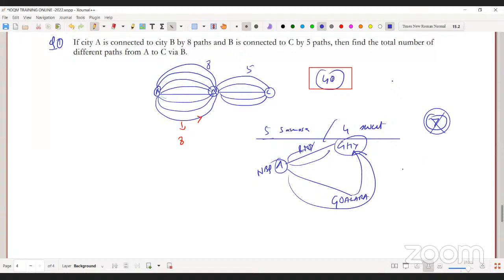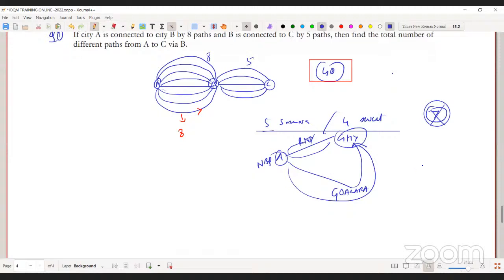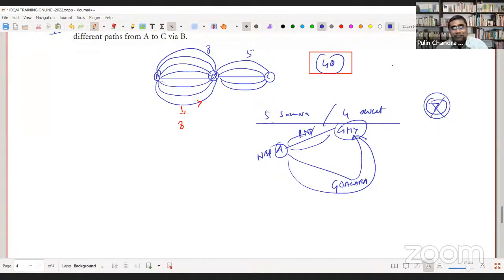So indirectly we can think of this entire principle of multiplication and addition in a set theoretical approach also. Am I clear? Yes, sir.